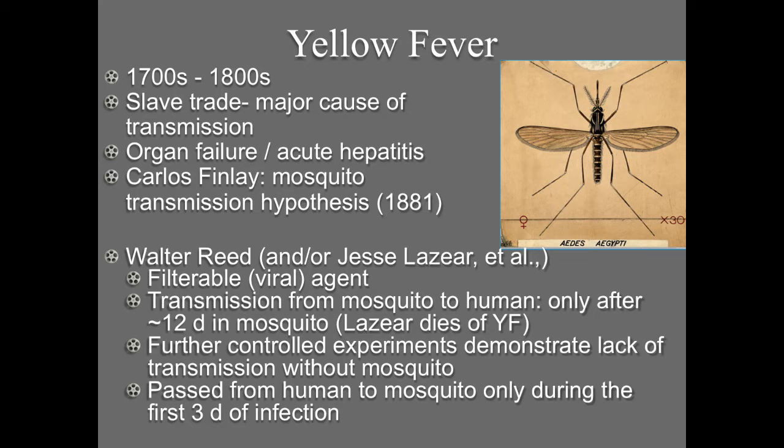And Reed did a lot of further controlled experiments demonstrating lack of transmission without the mosquito vector, things like where you carefully remove all the mosquitoes from a room, place mosquito netting around it, and then have a volunteer sleep in the bed of a yellow fever patient who had just died from the disease. And they found, without allowing any mosquitoes in there, the volunteers emerged healthy.